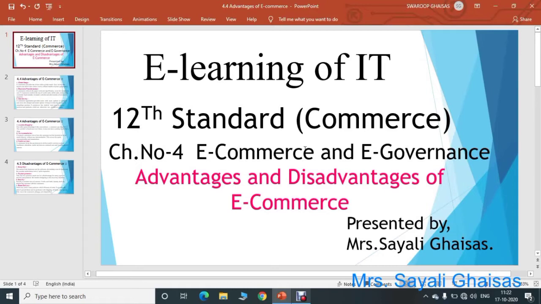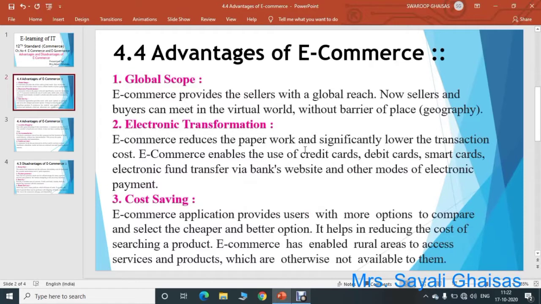In last lecture, we have discussed what is e-commerce, the definition of e-commerce, and then the difference between traditional commerce and e-commerce. Today, we will discuss some of the advantages and disadvantages of e-commerce. So let us first discuss advantages of e-commerce.